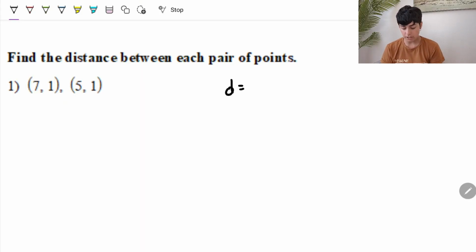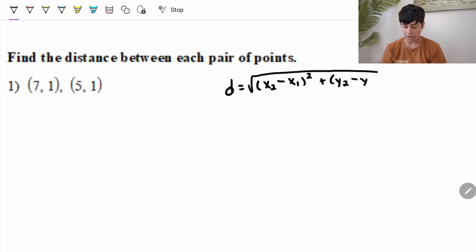So we have d for distance is equal to, and we're going to have a very big radical. Then in our formula we have x2 minus x1 squared plus y2 minus y1 squared. And all we got to do is plug everything in and simplify.